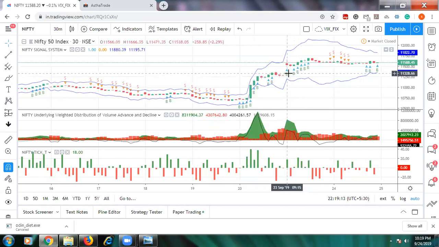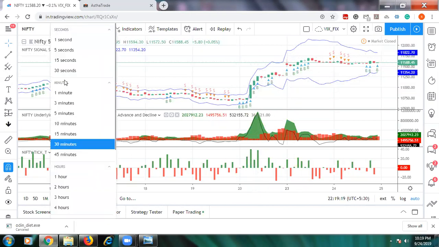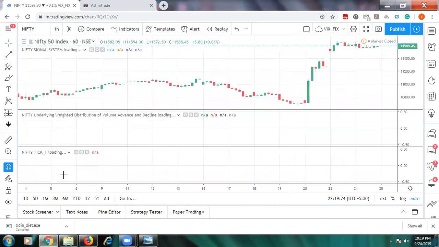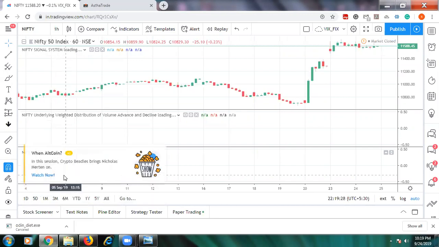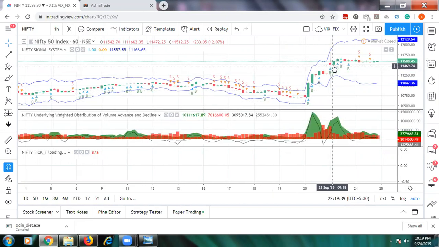Now, whenever you see a buy signal, friends, actually, let me move it to the 1 hour time frame. I don't want to confuse you here. It will take some time because it's a huge data-intensive thing, so just give it a minute. If you see, today morning you have seen a buy signal.